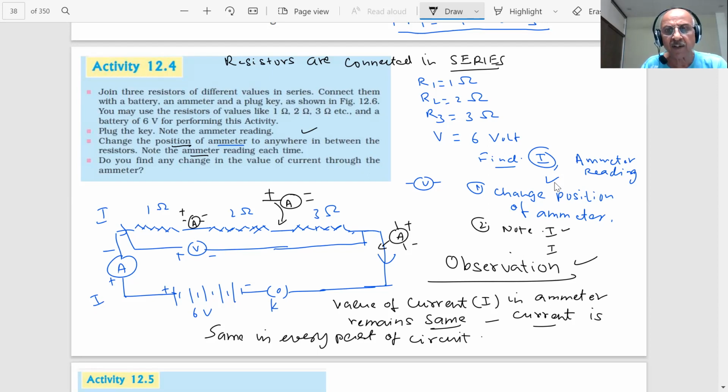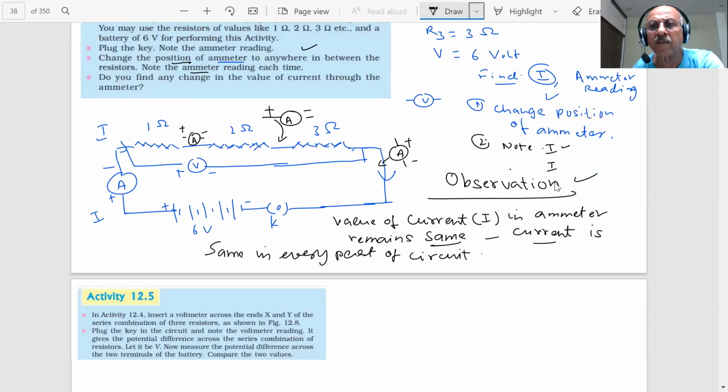Can I proceed further, students? Yes, sir. Okay. Try to understand each and everything. Now we are going to do another experiment, another activity. We will measure the value of the potential difference V across different resistors. How many resistors are there? Three, R1, R2, R3. What we are doing? Insert a voltmeter across the ends of X and Y.